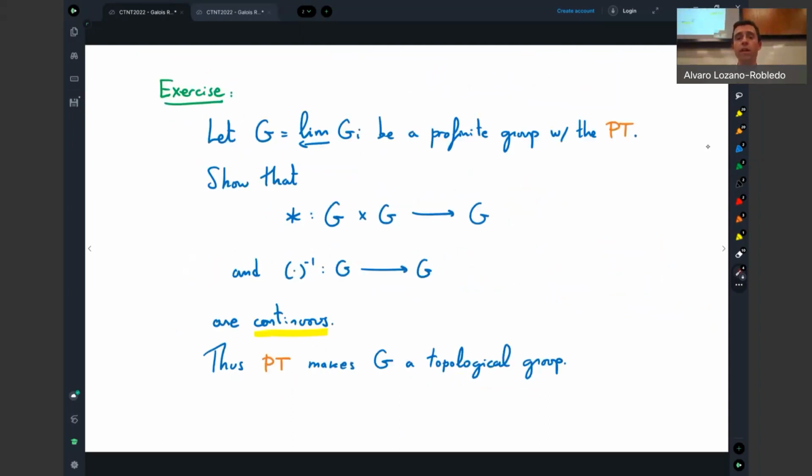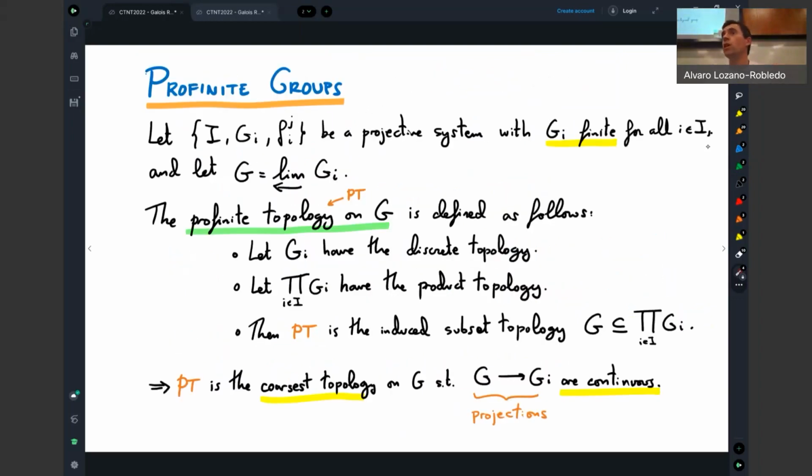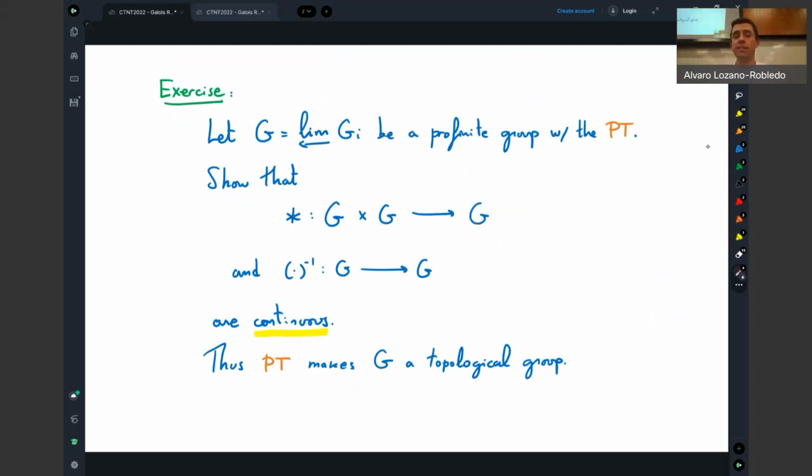All right. So here's an exercise. Now that we have a profinite topology, it better be that it gives you a group topology that makes the profinite group into a topological group. So why don't you try to show that with this topology, multiplication in the profinite group, which is a group, so you multiply component by component, and inversion in the profinite group, those two are continuous maps. And that makes G into a topological group.